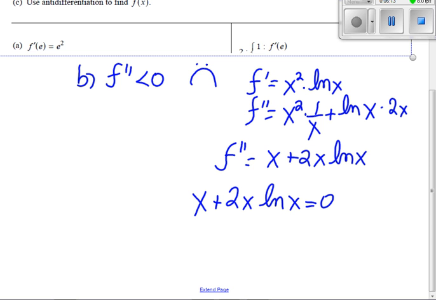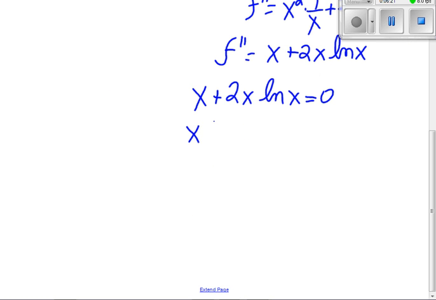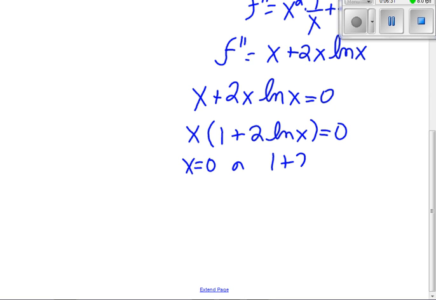What about the domain here? X. I'm okay to divide by x, but I don't recommend it. So why don't we factor it? It's 1 plus 2 log of x equals 0. Either x equals 0 by the zero product property or 1 plus 2 log of x equals 0. Remember how to solve this.